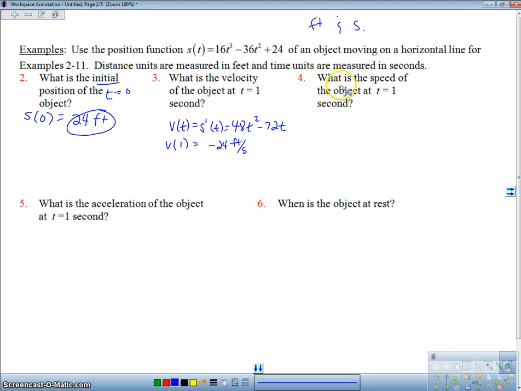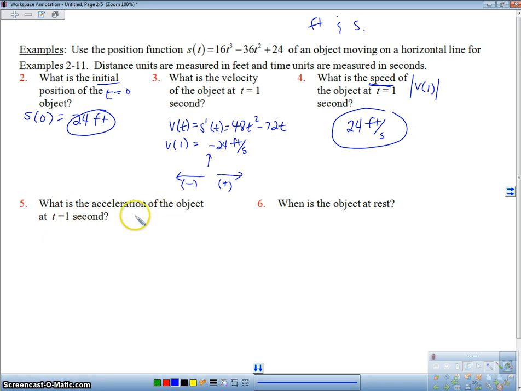All right, number 4. What is the speed? The speed is the absolute value of velocity, because there's no direction in speed. Velocity is a vector, so we have both speed, magnitude, and direction. The negative here just tells us whether the object is going to the left, which would be negative velocity, and to the right would be positive velocity. Our speed tells us what that magnitude is, so we're simply going to have 24 feet per second, right? Because we don't have a negative in this case.